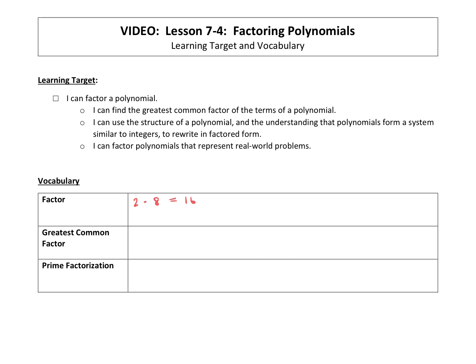So let's define this a little bit. 16 we call the product. It's the product of 2 and 8 because we use multiplication to get 2 times 8, or to get 16. The 2 and the 8 we call factors. So we would say that 2 is a factor of 16. We also could say that 8 is a factor of 16.